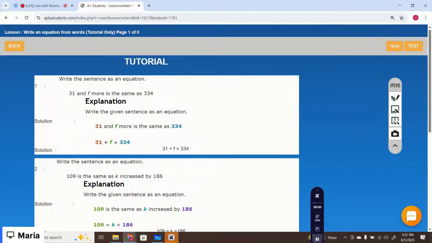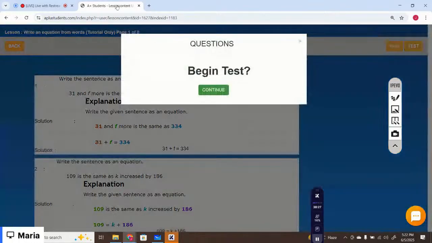Write the sentence with an equation. 31 and f more is the same as 334. That means you need to add f to 31. So 31 plus f equals 334. Let's just start with the test questions.